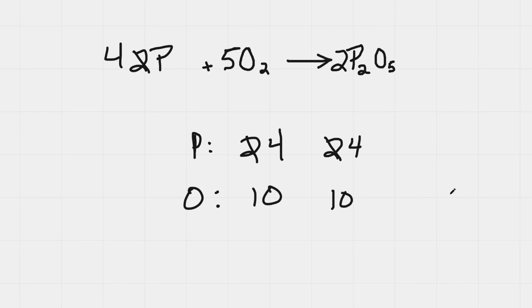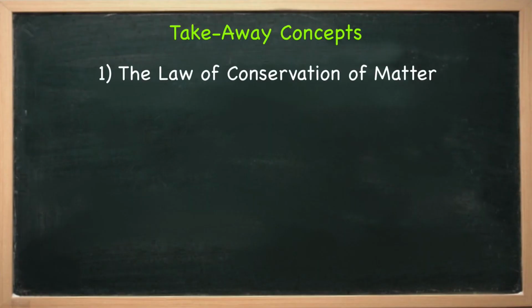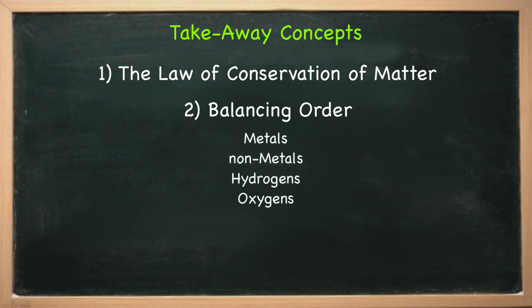So the key takeaway is to understand the law of conservation of matter. The number of atoms on the reactant side have to equal the number of atoms on the product side. Number 2 is the strategy for balancing. My strategy that I've showed you, I've been using it for years and it's always served me quite well. Again, the first step would be to make a list of all of your elements, and then from there start balancing. Metals first, then move on to nonmetals, then hydrogens, and then oxygens. So keep practicing and you're going to find that you develop this ability very quickly.